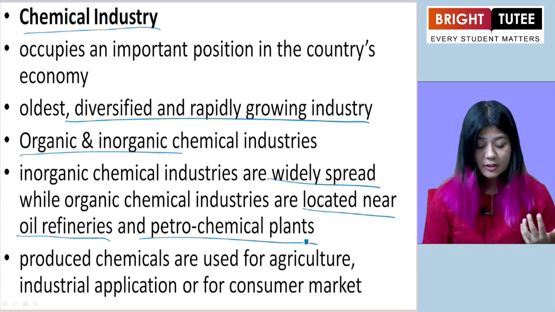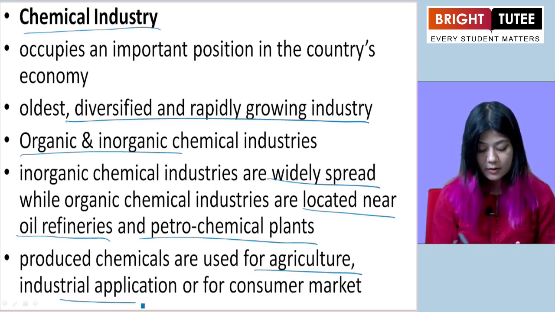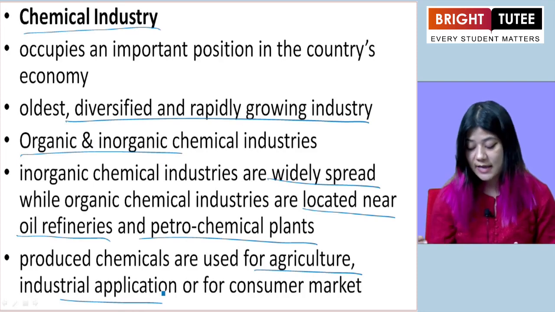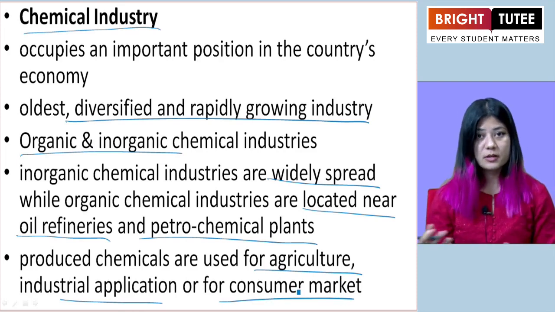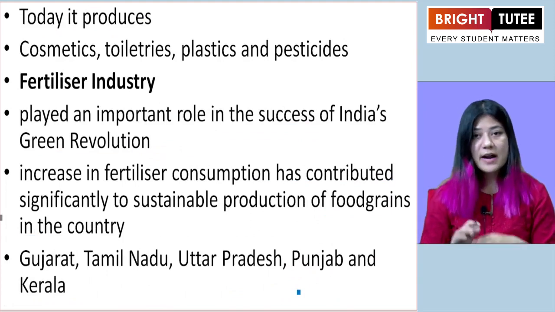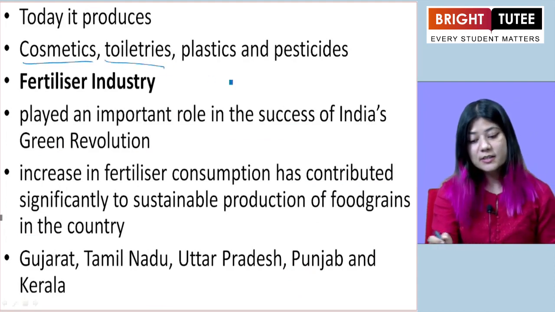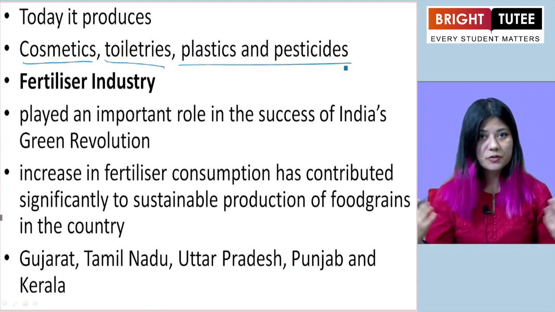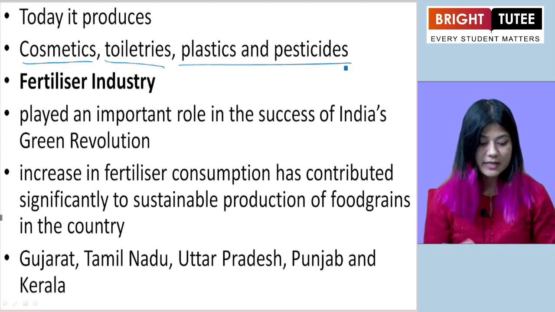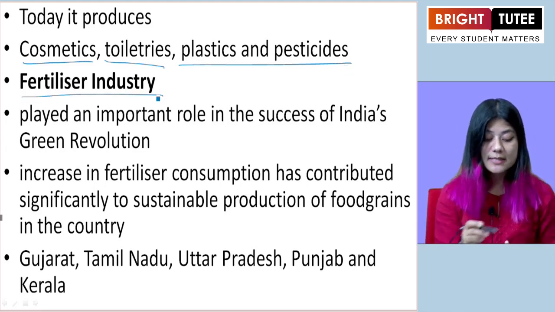The chemical industries produce chemicals which are used for agriculture, and they're also used by industries and also by the consumers, by the people. Today, it produces a variety of goods, and that include cosmetics, toiletries, plastics and pesticides, which we all use almost every day, right?